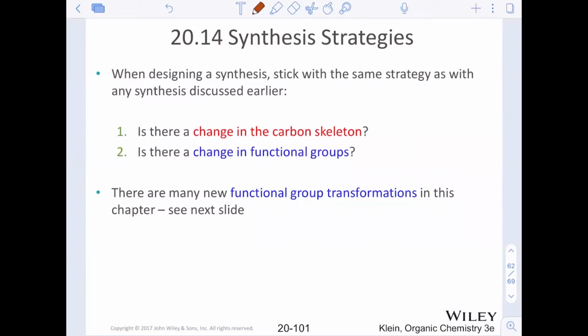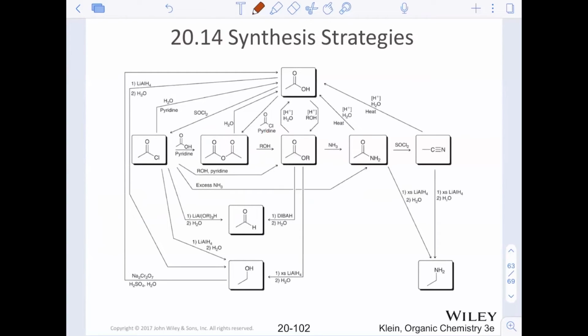All right, wrapping up this chapter with synthesis. Synthesis is, again, looking at the same type of strategies we've seen. Is there a change in the carbon skeleton? Is there a change in the functional group? There are many new functional groups in this chapter. This is where I would start. I would definitely start by looking into the reactions that we have seen interconverting all 4 of our carboxylic acid derivatives, the acyl chloride, the anhydride, the ester, the amide.